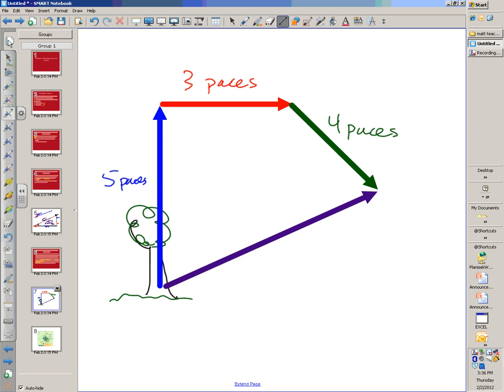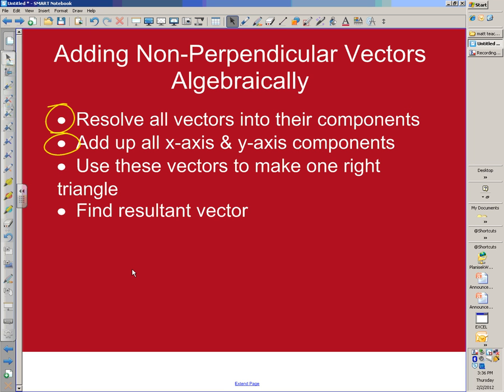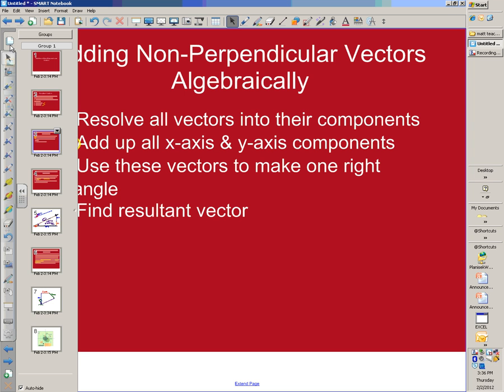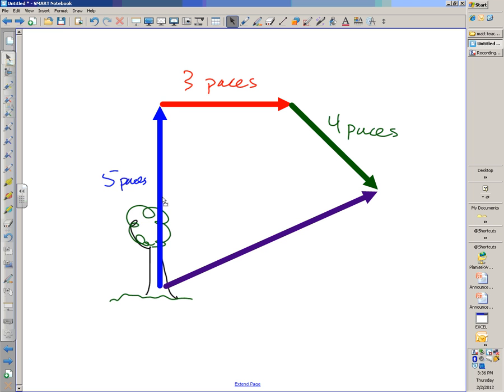Going back to our steps for adding non-perpendicular vectors algebraically, it says resolve all vectors into their components. If we go back to our picture, we have this 5 paces to the north trip, but if something's going straight to the north, it doesn't have components. It's straight on the y-axis, in this case upwards on the y-axis.